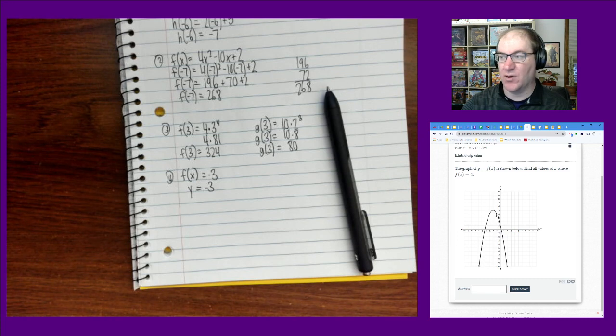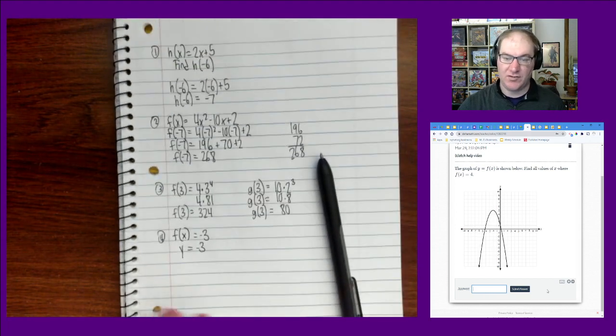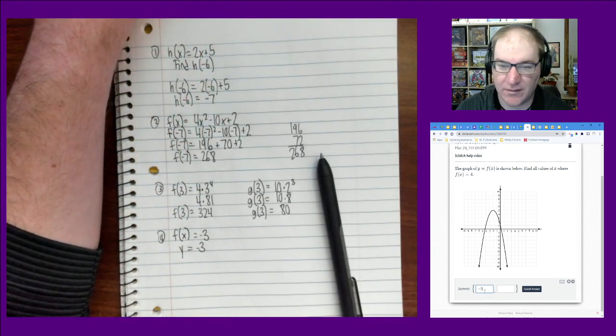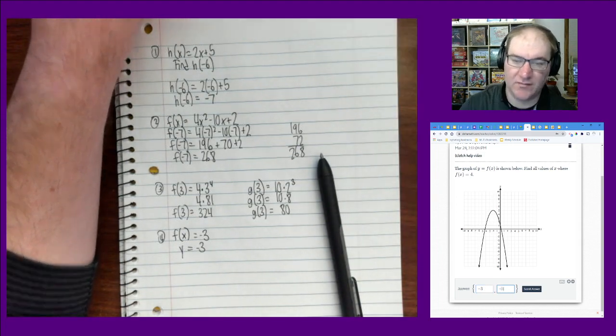I could do negative 1, right? If I input negative 1, I would get 4 as an output. And if I input negative 3, I would get 4 as an output. So I'm going to use this plus sign here, and I'm going to insert both answers. We said negative 3 and negative 1.